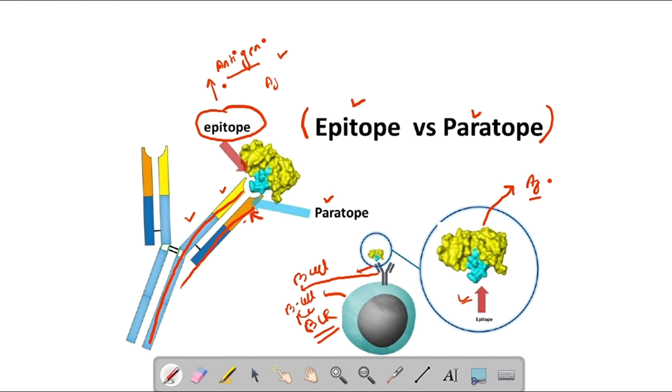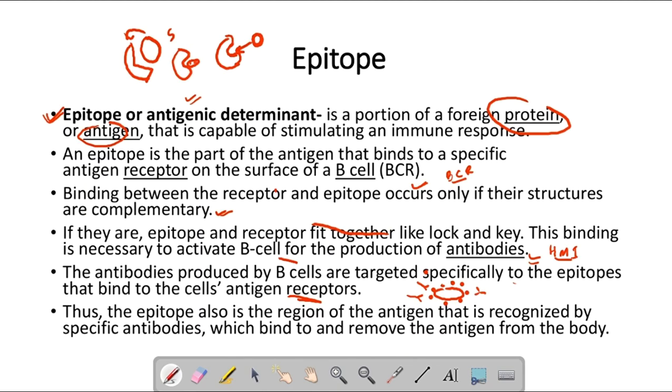First of all, we have already studied epitopes and paratopes. This is an important platform to understand the different types of antigenic determinants. We have seen what an epitope is. An epitope is a part of an antigen, and a paratope is the part of an antibody which interacts with this epitope.